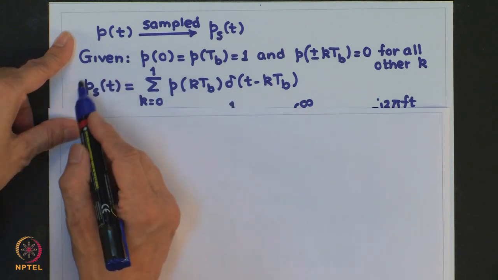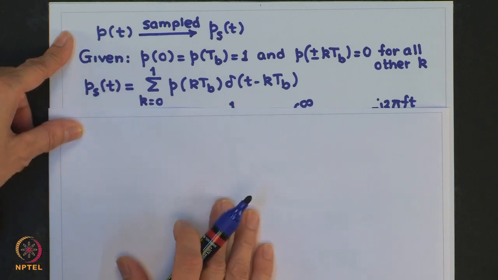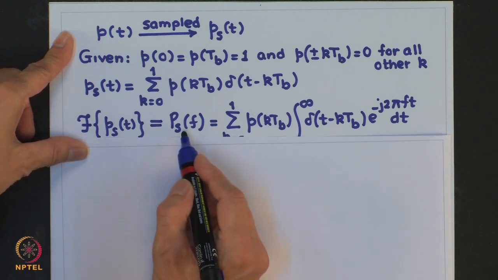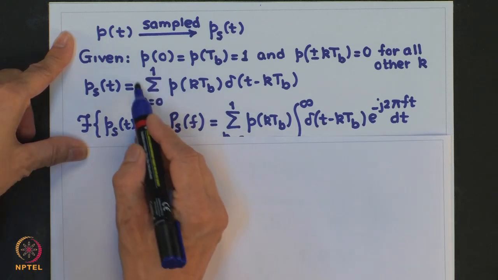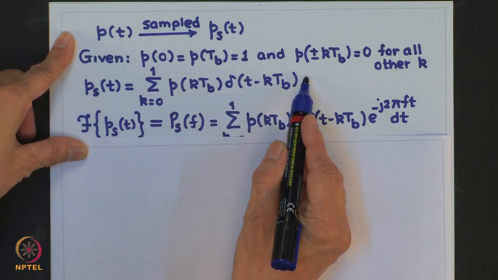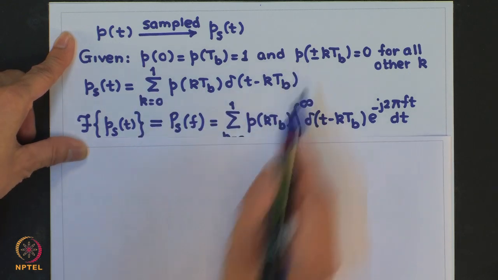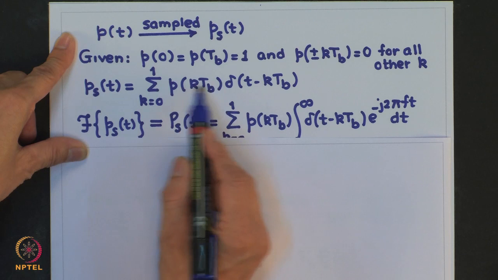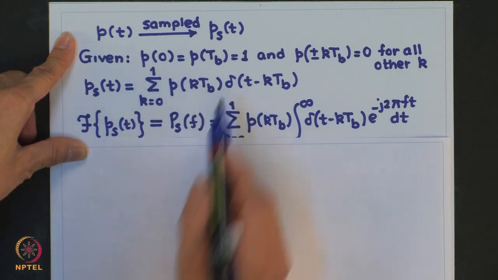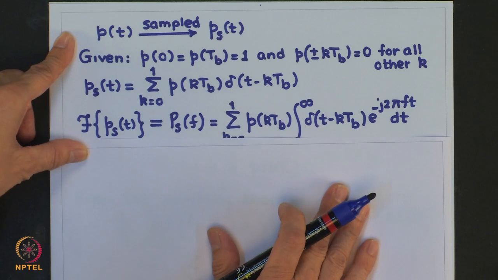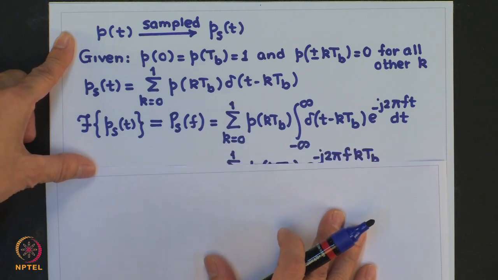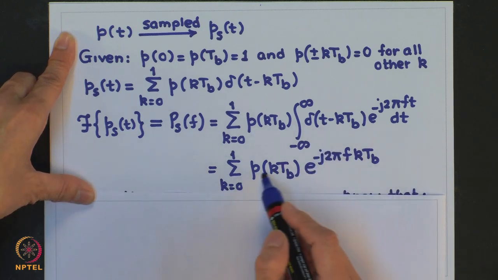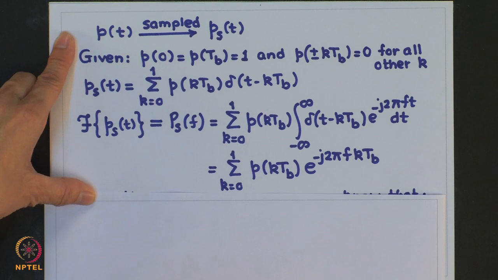And now, I take the Fourier transform of this. So, the Fourier transform of this, if I try to take it, I indicate the Fourier transform to be P_s(f), is the integral of this times e raised to minus j 2 pi f t dt. So, if I do this basically, I take the integral inside to each and every term in the summation. So, if I do this, I get this quantity and if I evaluate this, this is simple, this evaluation turns out to be this quantity here.